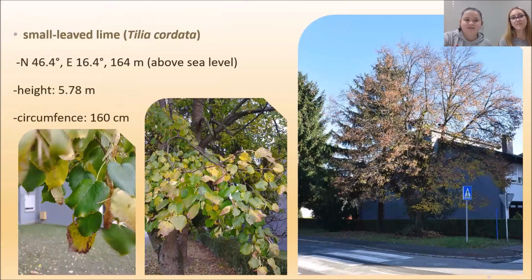On this slide, you can see the small-leaved lime that we are studying. Its height is 5.78 meters and its circumference is 160 centimeters. The coordinates are also shown on the slide.